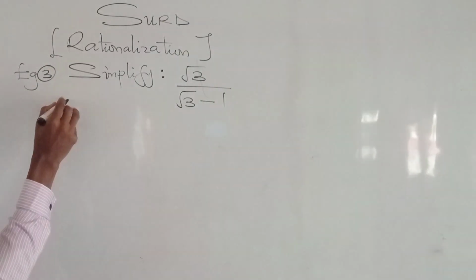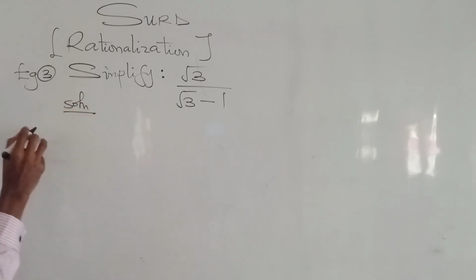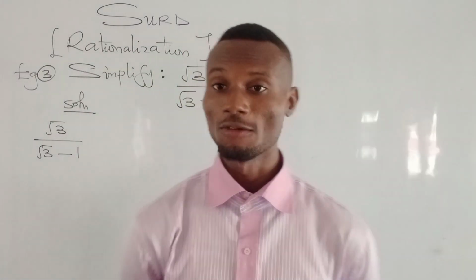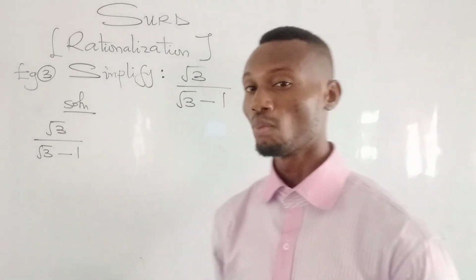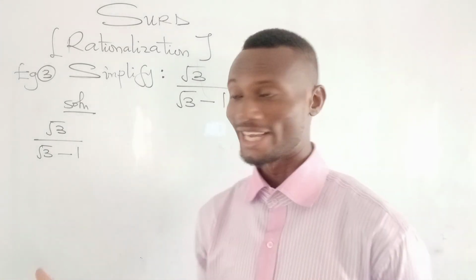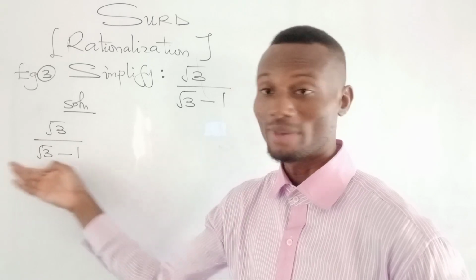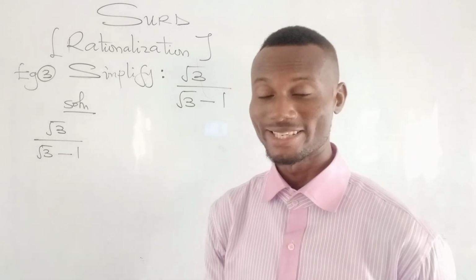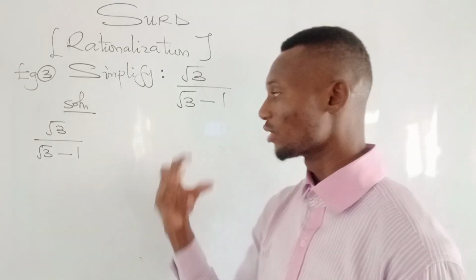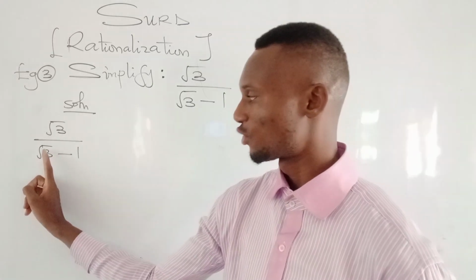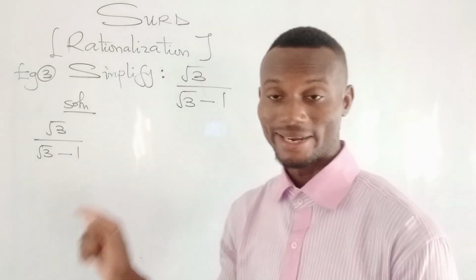I'm going to write down my solution and repeat the question, which is root 3 over root 3 minus 1. For us to simplify or rationalize this, we are going to multiply both the numerator and the denominator of this same fraction by the conjugate of the denominator. The denominator here is root 3 minus 1; we are going to find its conjugate and use it to multiply both the numerator and the denominator. The conjugate of root 3 minus 1 is going to be root 3 plus 1.